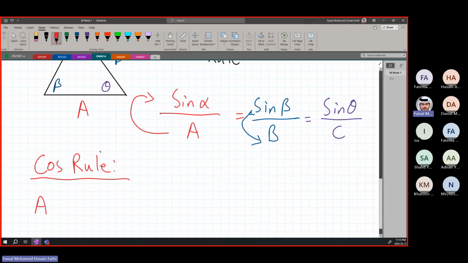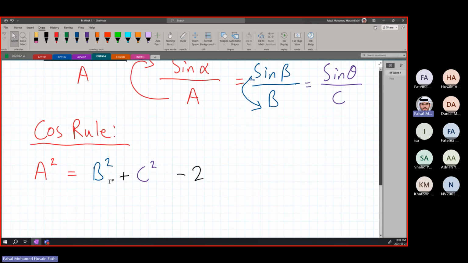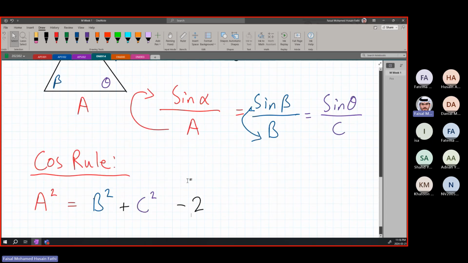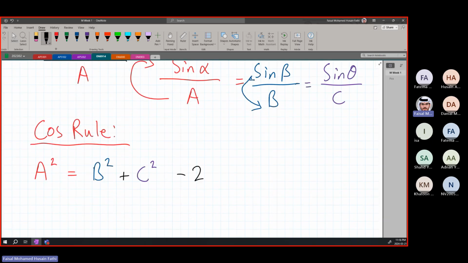So A squared is going to be equal to B squared plus C squared, minus, if you remember, this is basically the Pythagoras theorem. This first part is the Pythagoras theorem, but because this is not a right triangle, we have to add the cosine rule part of it, which is minus 2 times b times c times cosine alpha, which is the angle opposite to the side you are trying to find. All right.